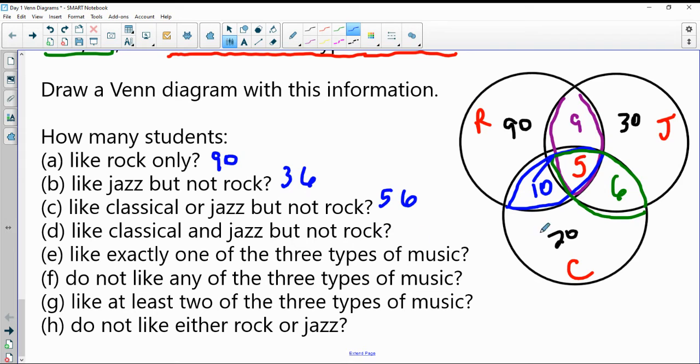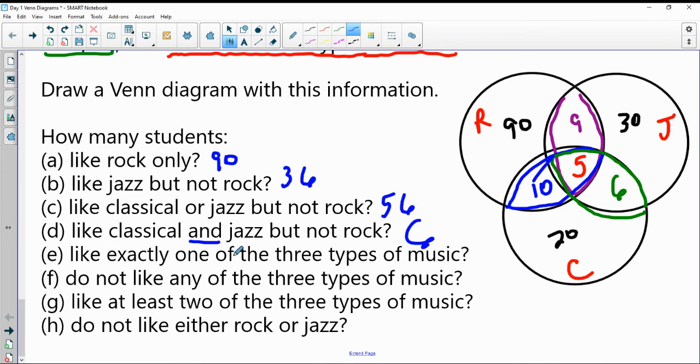Classical and jazz and not rock. So classical and jazz. Wait, didn't we just say that? Oh, I'm sorry. I didn't read the or reverse. Okay, so I was reading that wrong. So classical or jazz. No, that was right. I'm sorry, it's this one. So classical and jazz, but not rock. So we need both of them. We need classical and jazz, which is all of this, but not rock. So not the 5. So this would just be 6 people. Sorry about that. I read it wrong.